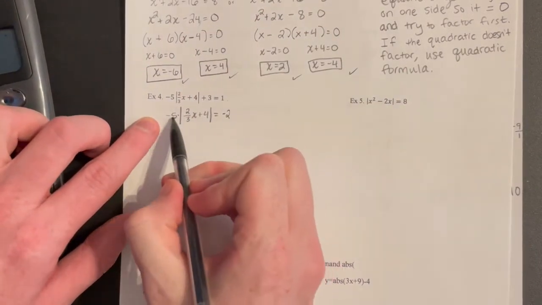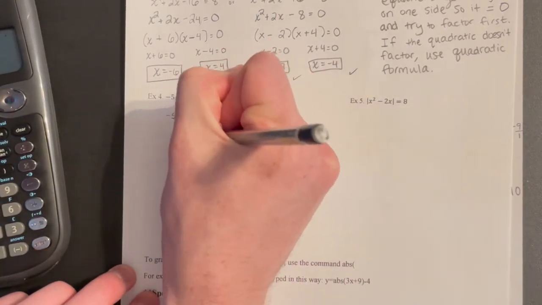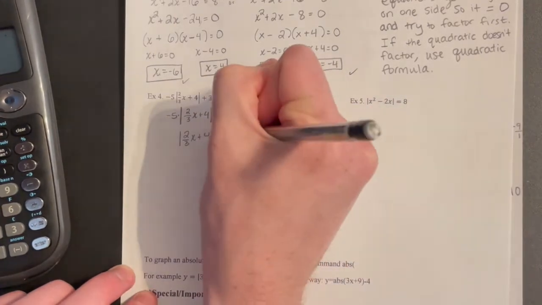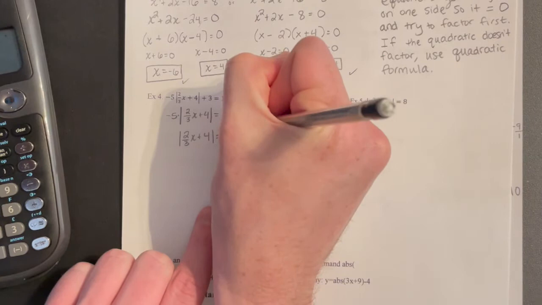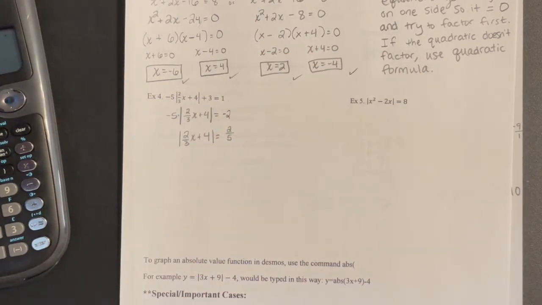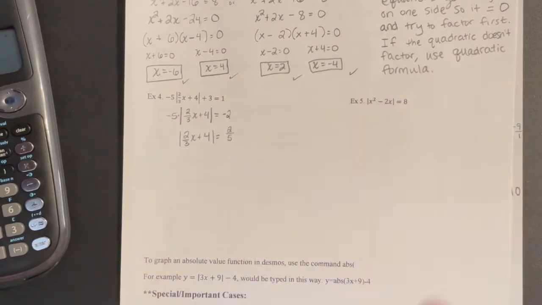This is a negative 5 times the absolute value. So to undo multiplication, you want to divide. So we would divide both sides, which gets rid of the negative 5, but makes this negative 2 divided by negative 5. That's a positive 2/5. It's okay for it to be a fraction as long as it's equal to a positive.